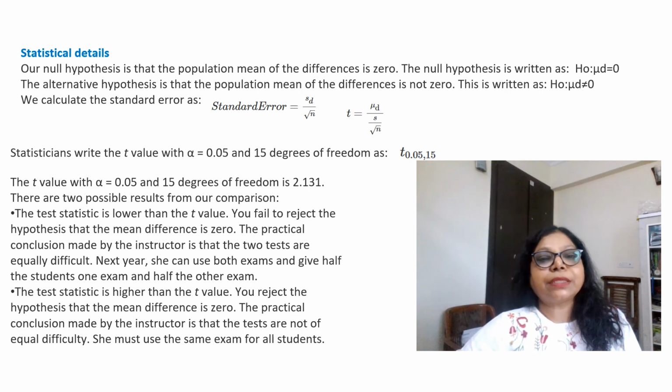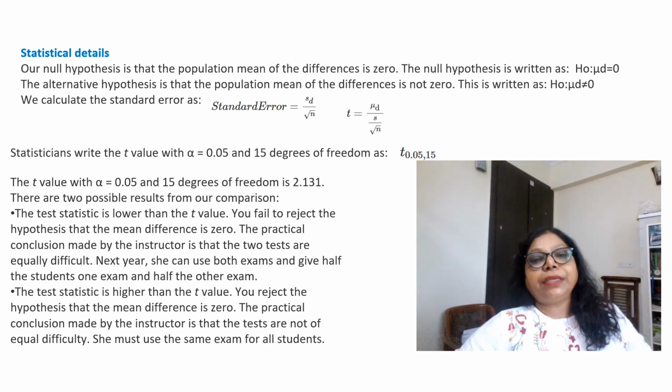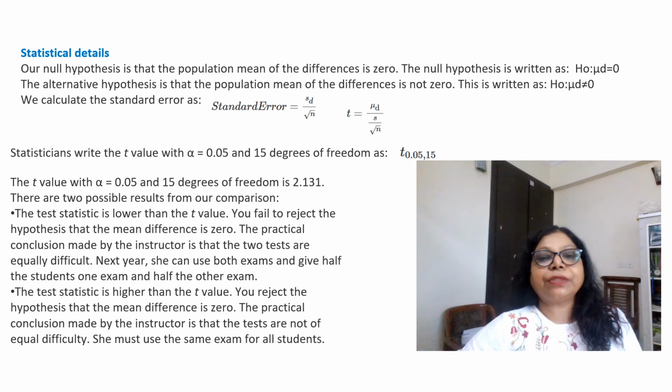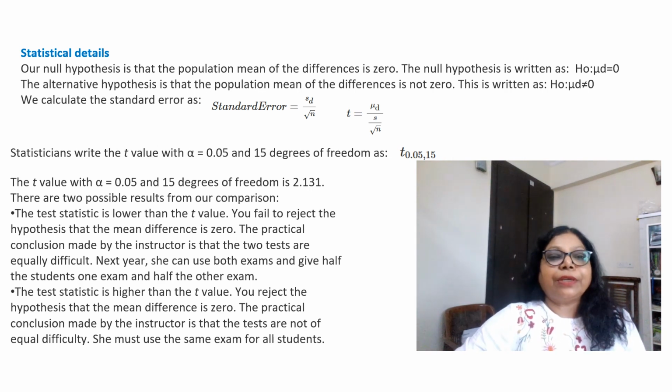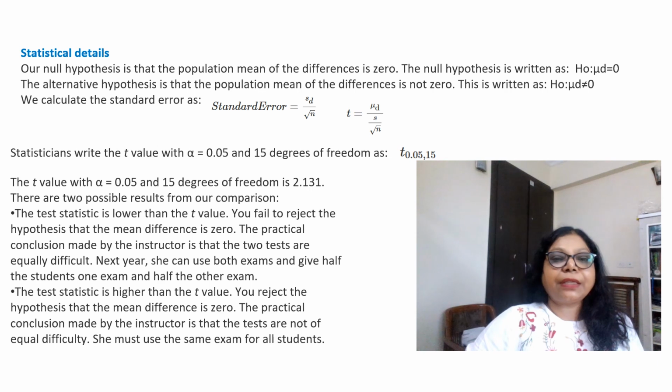Now we calculate the standard error, that is SD upon root n, and the formula here is t = mu d upon s upon root n. So we compare the test statistic to the t value with our chosen alpha value and degrees of freedom. In our exam score data example, we have set alpha to be 0.05, and degrees of freedom is n - 1, that is 16 - 1 = 15.